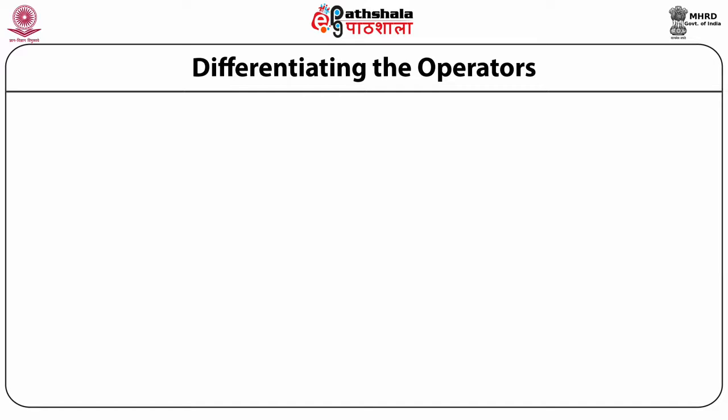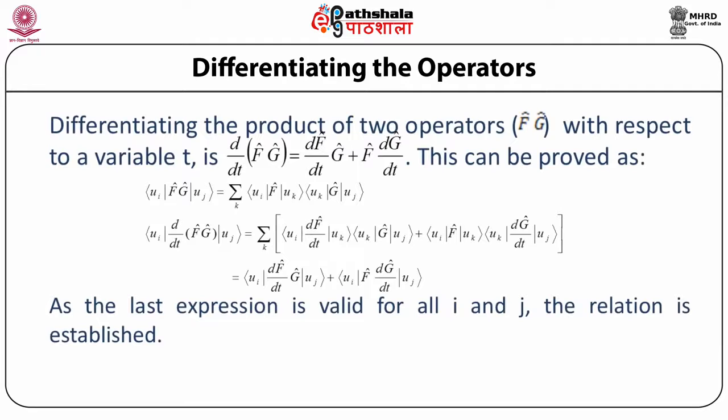Differentiating the operators. Now let us see what will happen when we differentiate the product of two operators, operator F and operator G, with respect to a variable t, that is d by dt of operator F times operator G, and this is equal to d operator F by dt times operator G plus operator F times d by dt of operator G.